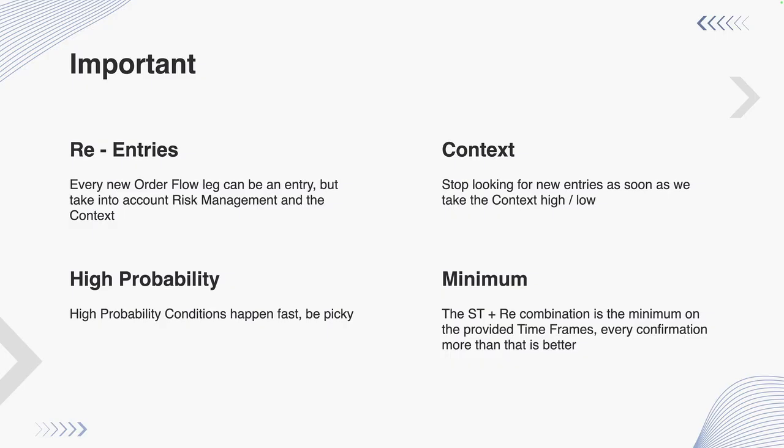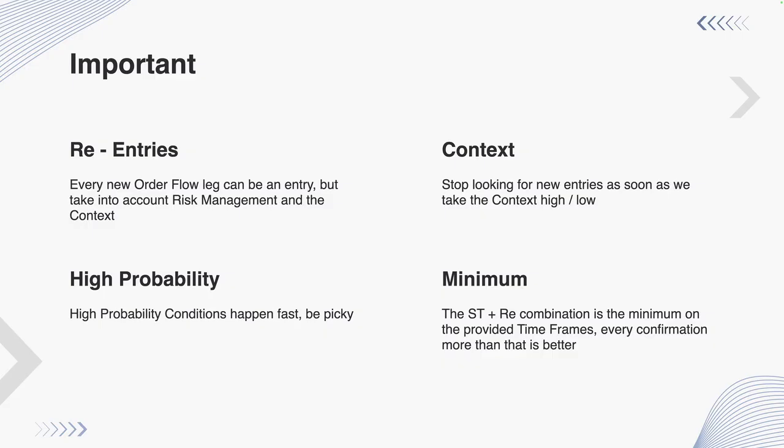The higher time frame is extremely important, and the higher time frame simply takes time to actually be good, to be high probability. So be picky about your price action. I can't emphasize that enough, because that's why most losses happen: you're not picky enough about the price action. Minimum right here, the ST plus RE combination is the minimum on the provided time frames. So daily, 15-minute entry confirmation. Every confirmation more than that is better.